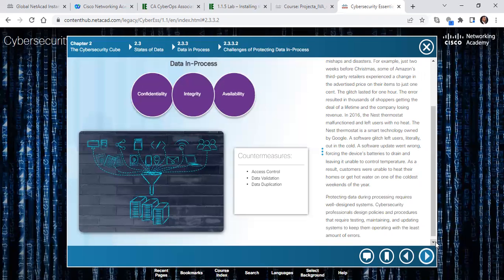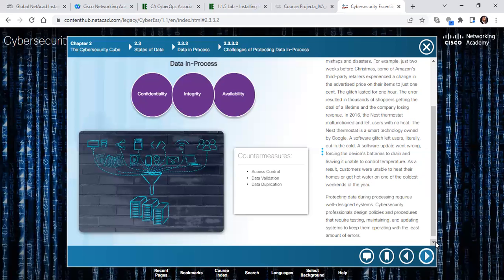A software glitch left users literally out in the cold. Now, if problems like these happen, what is the solution? A software update went wrong. That was just what happened.